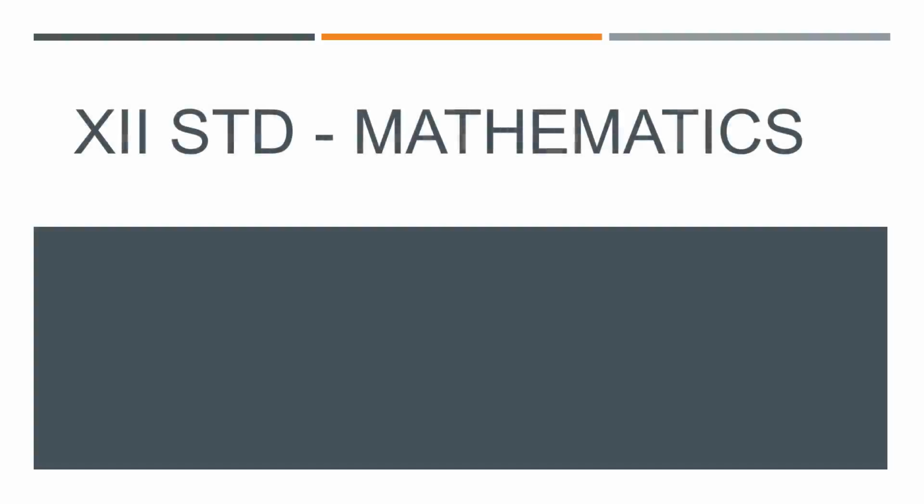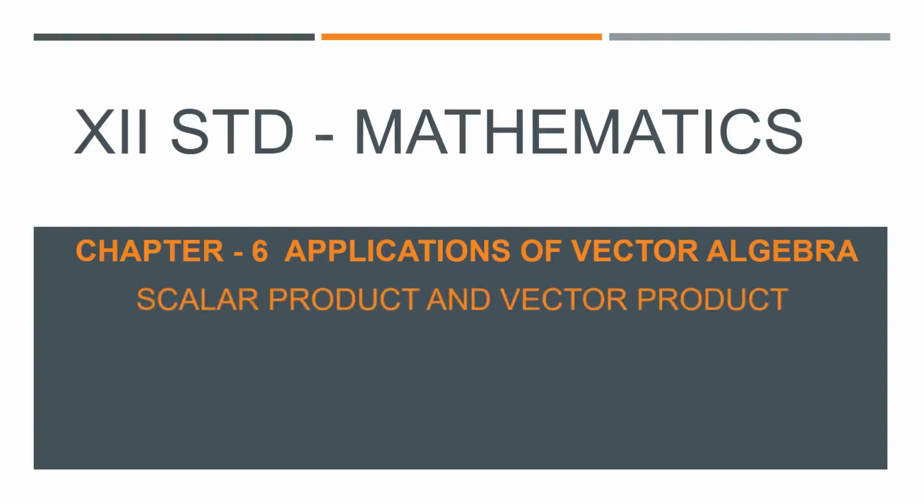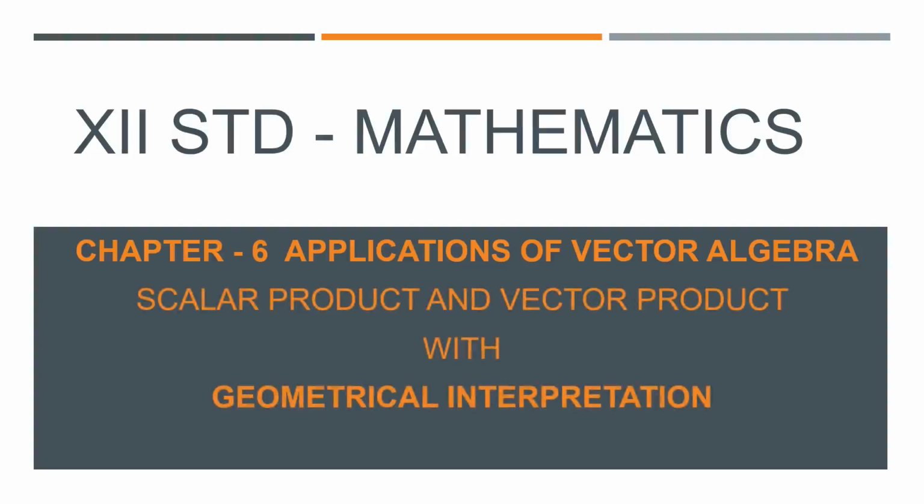Morning students, this is math session, 12th standard, chapter 6, applications of vector algebra: scalar product and vector product with geometrical interpretation. First we are going to see the definition of scalar product.